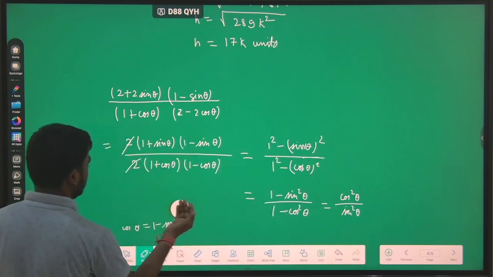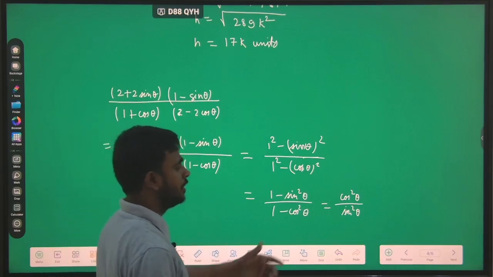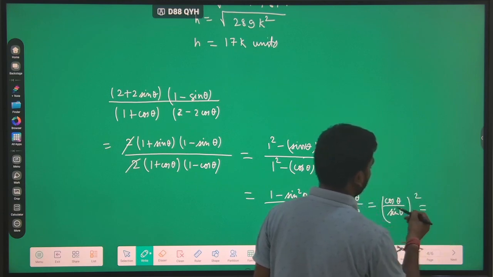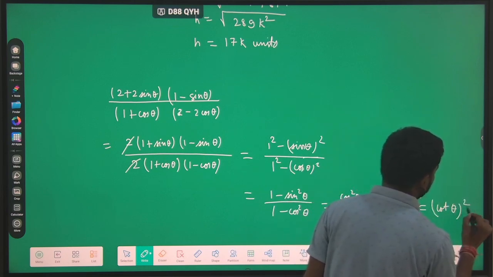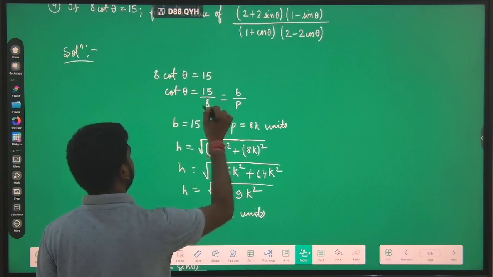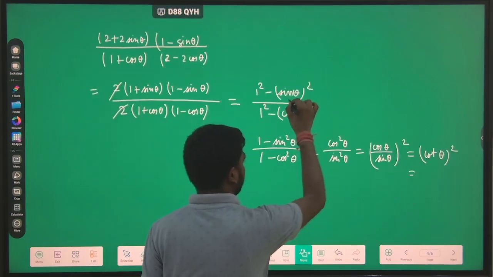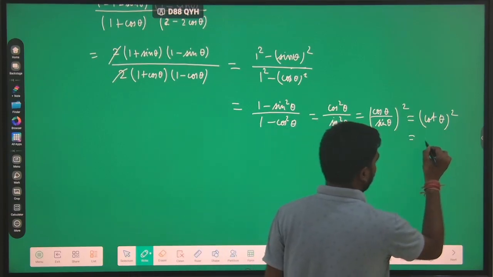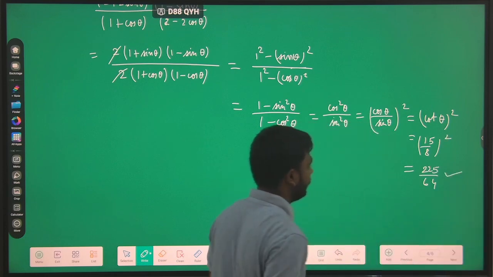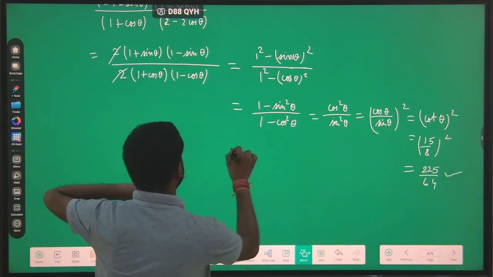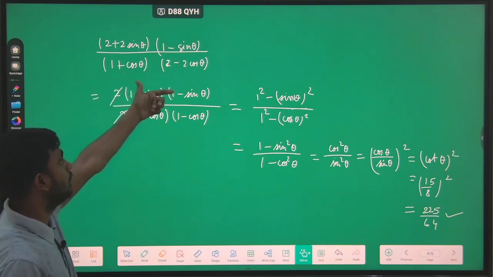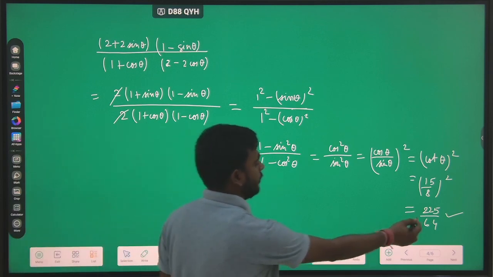So, we are getting the value of this as cos square theta upon sin square theta. It is actually equal to cos of theta upon sin of theta to the power 2, which is cot of theta to the power 2. What was our cotangent of angle theta? Our cotangent of angle theta was 15 upon 8. So, it will be 15 upon 8 to the power 2, which is 225 upon 64. So, the value of 2 plus 2 sin theta multiplied with 1 minus sin theta whole divided with 1 plus cos theta multiplied with 2 minus 2 cos theta will be 225 upon 64.